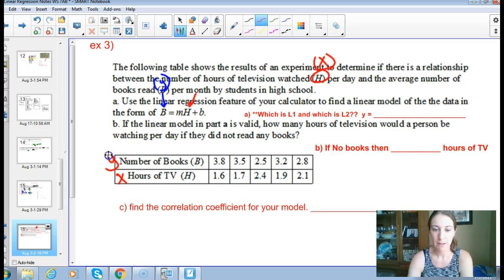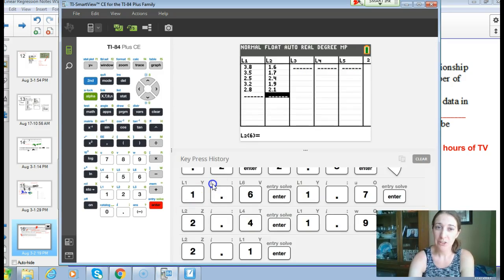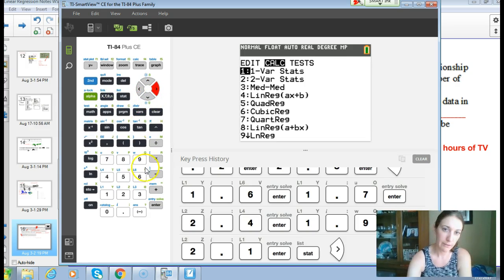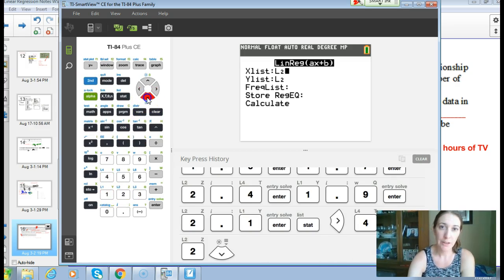It's a darn shame that I don't read before I type things. So do I curse and say, oh, I gotta retype everything? No, I don't. Because remember, when we go to that calculation screen, your calculator is going to ask you who is the input and output of your function. So if I go to Stat, and I go over to Calc, and I go to Linear Regression, where it says X list, Y list, I'm just going to flip them around. So I'm going to say X list is list 2, and then Y list is list 1, and then I'm going to calculate, and now I'm good to go.